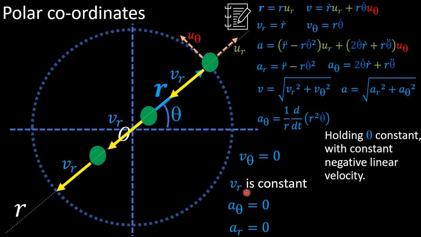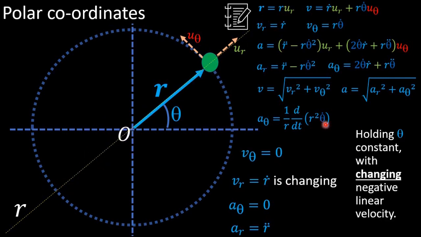V sub r is constant, so it's moving with a constant velocity along the radial line. A sub theta is going to be 0, because theta dot is 0, and if theta dot is 0, we can't have any angular acceleration, so theta double dot there will be 0. So a sub theta is 0, and a sub r is also going to be 0 because r double dot was 0, because r dot is constant along this line, and theta dot is going to be 0, so a sub r is going to be 0. So all we literally have here is just velocity along this line.